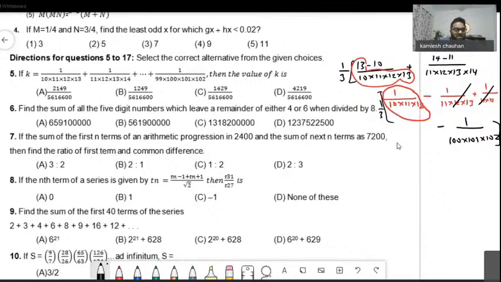Question number 6. Find the sum of all 5-digit numbers which leave a remainder of either 4 or 6 when divided by 8. Okay, so we are talking about two APs. One AP is 8n plus 4, because these are the numbers which will leave remainder 4 when divided by 8. And the second AP is 8n plus 6. The previous question was moderate, everyone. Okay, so we have two APs, in the format 8n plus 4 and 8n plus 6, and we are talking about 5-digit numbers.